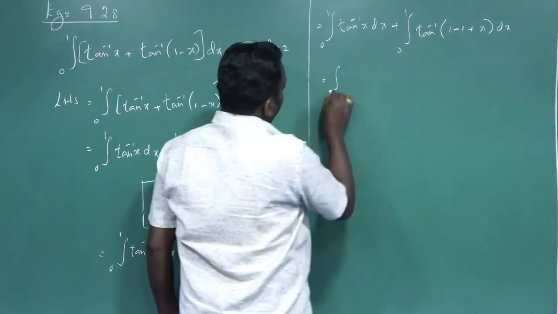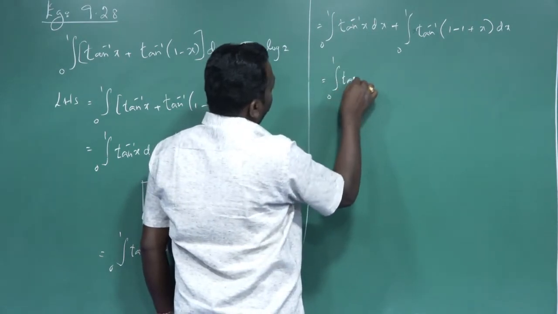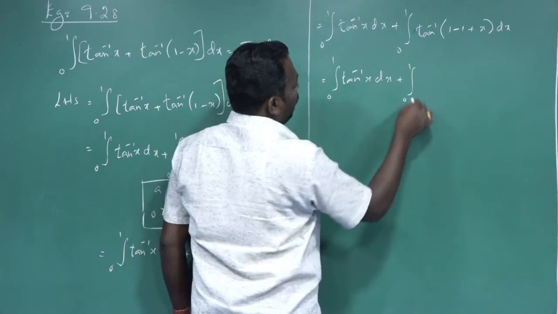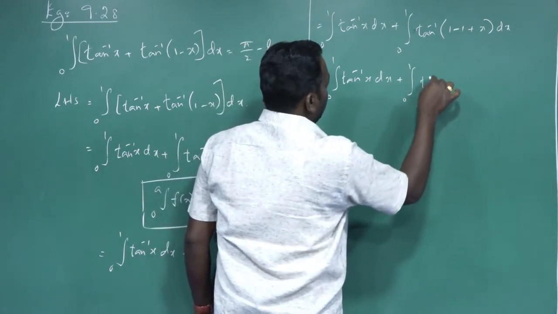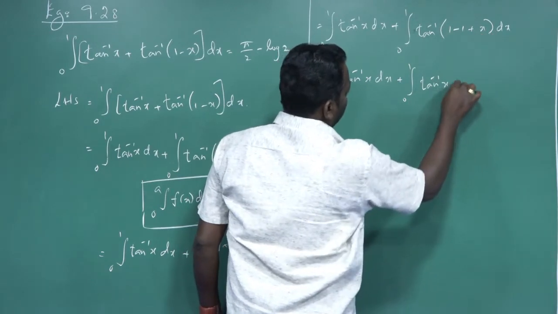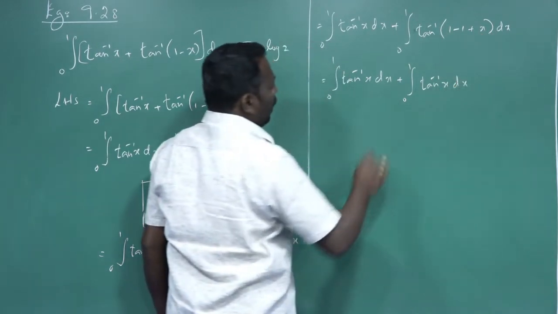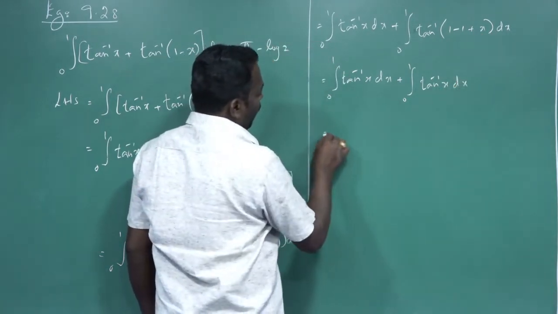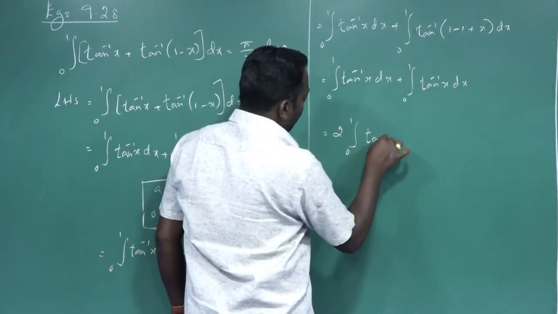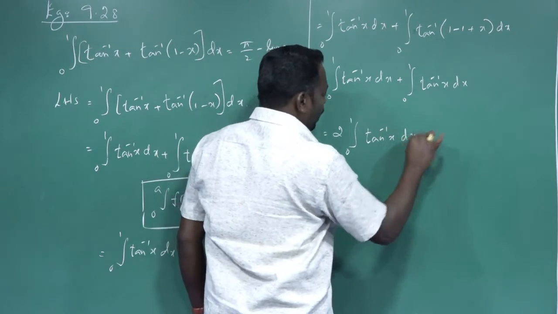That is equal to integral from 0 to 1 of tan inverse of x dx plus integral from 0 to 1 of tan inverse of, plus 1 minus 1 cancel, remaining x, therefore x dx. Both are the same integral, the same term, so we can write 2 times the integral from 0 to 1 of tan inverse of x dx.